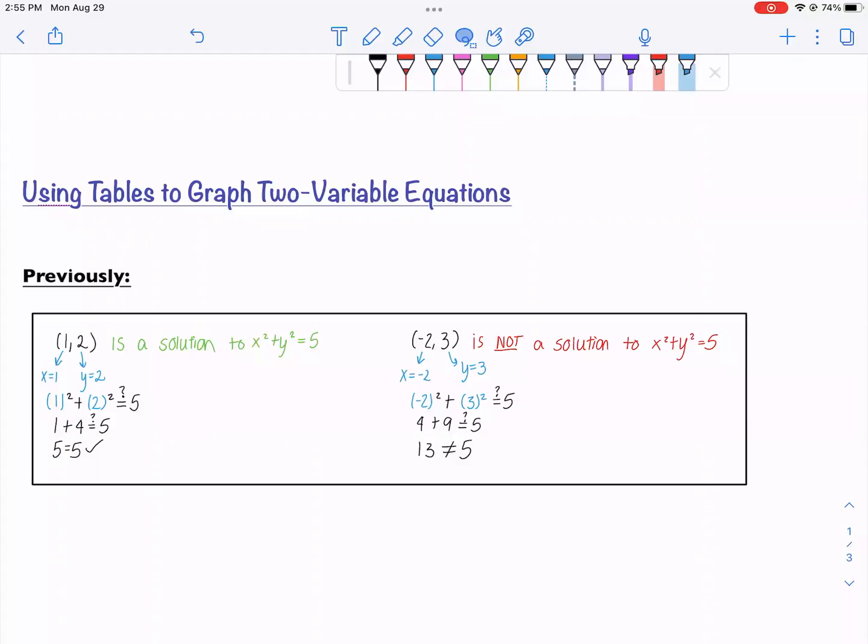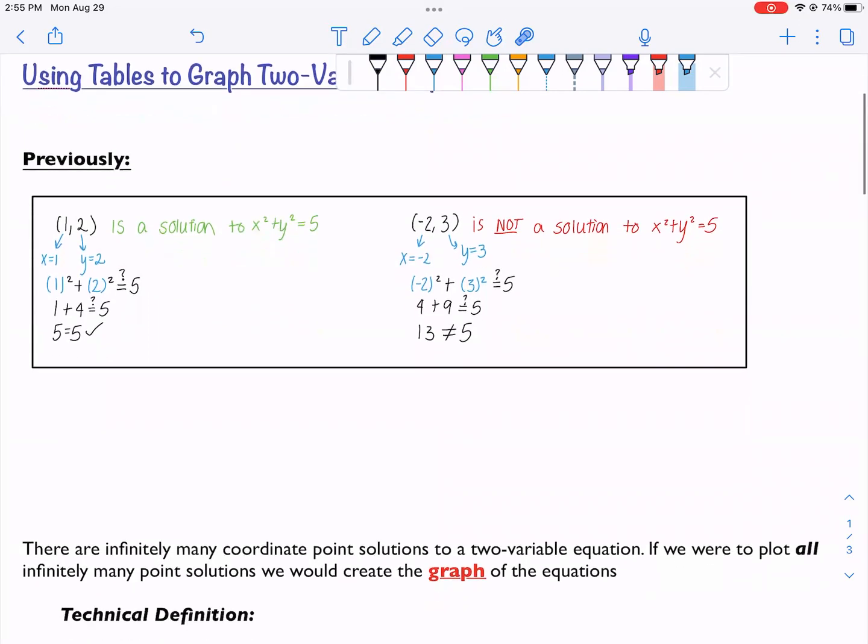In the previous video, we talked about what it meant for a coordinate point to be a solution to a two-variable equation. We said that if you take the x-coordinate and the y-coordinate and plug them into an equation, and both sides are equal, then you have a solution to that two-variable equation. If you plug in the x and y and get an untrue statement, so both sides are not equal, then that is not a solution to that two-variable equation. So this is really important for moving forward and talking about graphing two-variable equations.